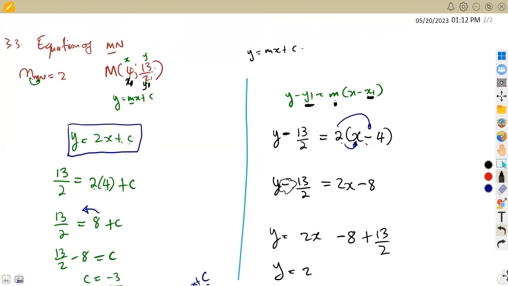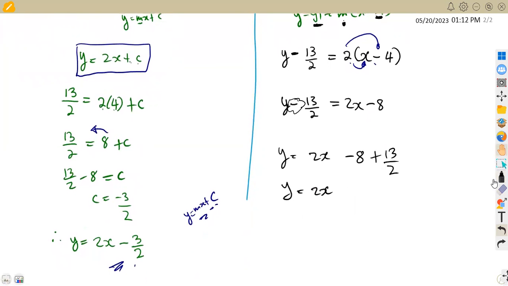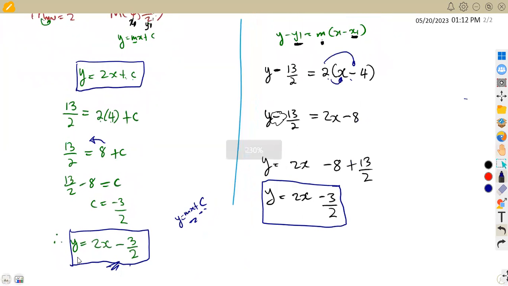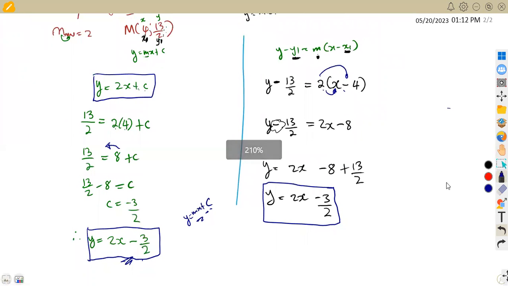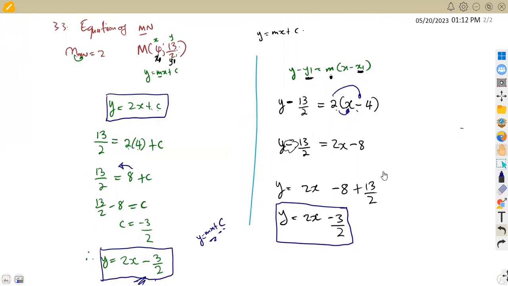So y is going to be equal to 2x minus 8 plus 13 over 2, which gives us the same thing as the previous part. This is going to be negative 3 over 2. So that's the same equation: y is equal to 2x minus 3 over 2. From different conditions or different calculations, we must obtain the same answer for the equation of a straight line. So it doesn't matter which format you are using, you are going to have the same thing.